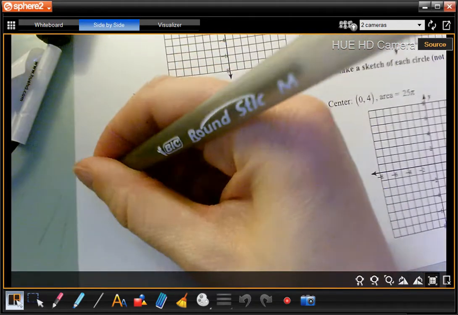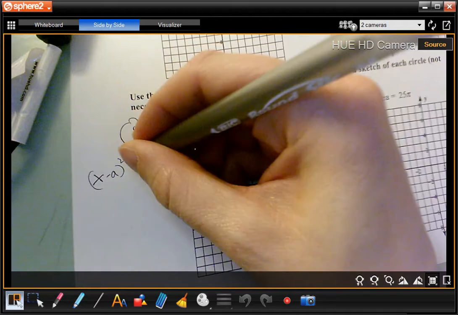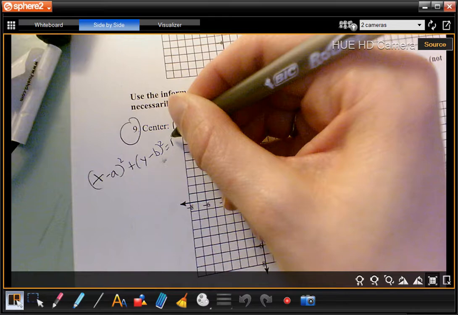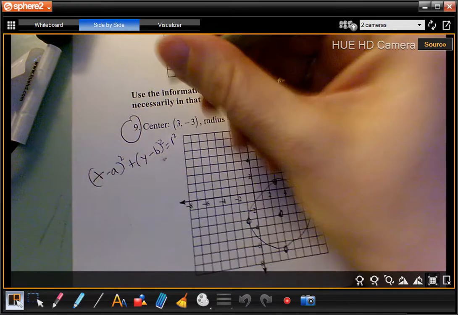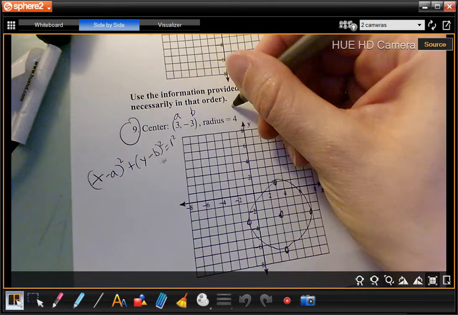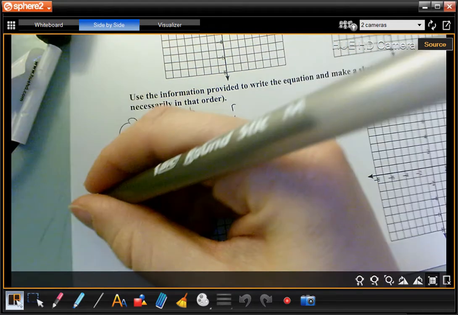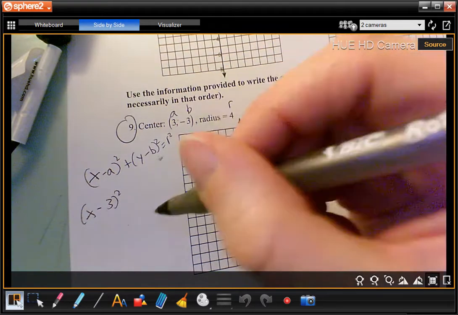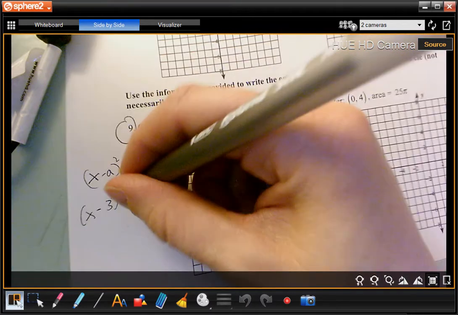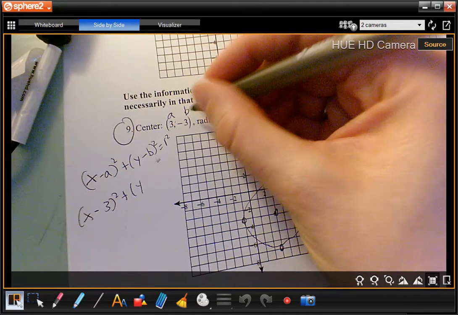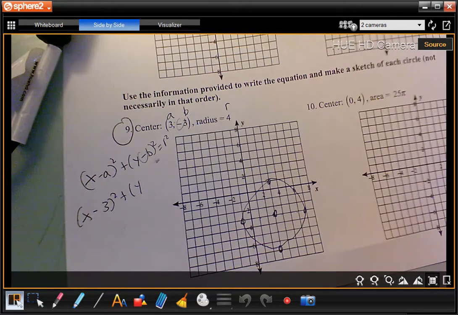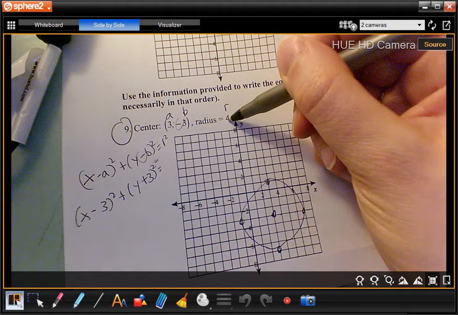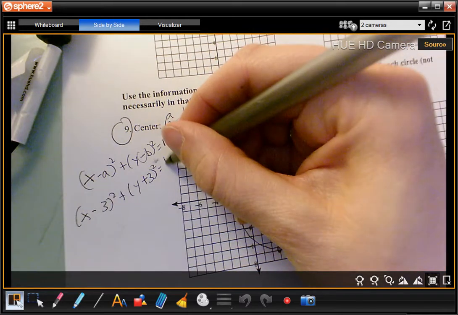Okay, so I know it's (x minus a) squared plus (y minus b) squared equals r squared. So I'm just replacing what I have. I know this is my a, this is my b, this is my r. Okay, so it's going to go (x minus 3) squared, but that's a plus. Remember, it's the opposite. Plus y. Now that's a negative and that's a negative. So a negative times a negative is a positive 3 squared. And what's 4 squared? 4 times 4 is 16.